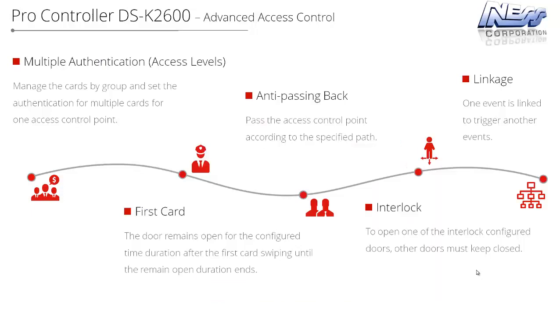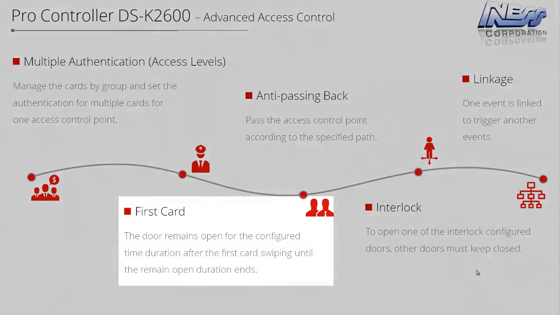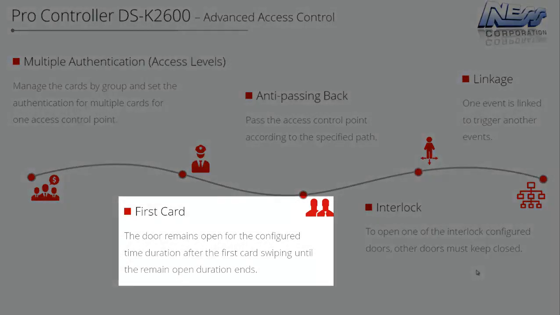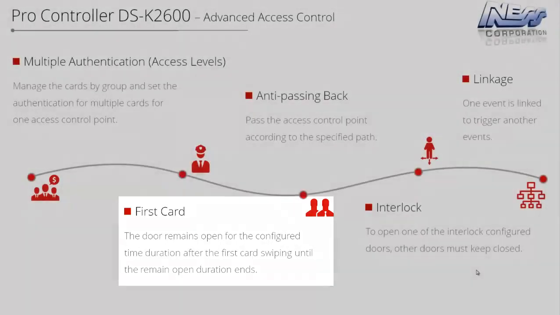Another mode of operation for the first card feature is the ability to assign dedicated cards that, when first presented at the reader, will unlock the door and keep it unlocked for a period of time, whether that be 10 minutes, or 4, 5, or 8 hours. Then when they're leaving at night, they can badge the card again, which will reverse that and automatically lock the doors.